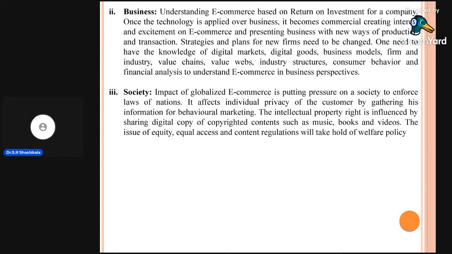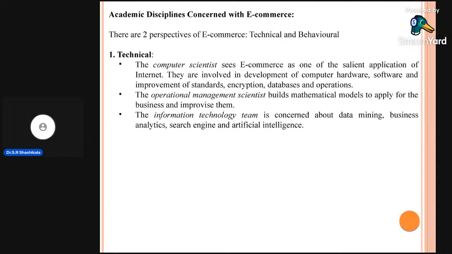Now, how is society impacted by e-commerce? The impact of globalized e-commerce is putting pressure on society to enforce various legal concepts. This is because it affects the individual privacy of customers, the gathering of customer information, then analyzing their behavior, and intellectual property rights issues, such as sharing digital copies of copyrighted content: music, books, videos, and new inventions. All these things are concerned with security issues. So in a society where e-commerce is at a greater rate, we need to have special laws or legal focus. This is the concern towards the societal concept.